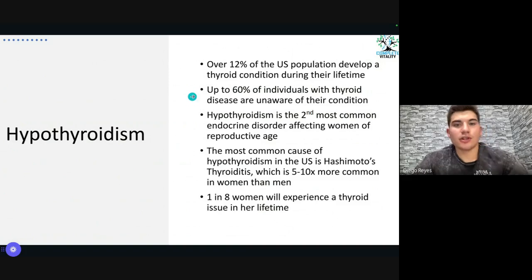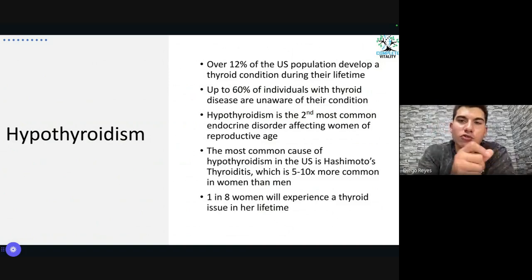So, some more notes on hypothyroidism. Over 12% of the U.S. population develop a thyroid condition during their lifetime. Up to 60% of individuals with thyroid disease are unaware of their condition. Hypothyroidism is the second most common endocrine disorder affecting women of reproductive age.